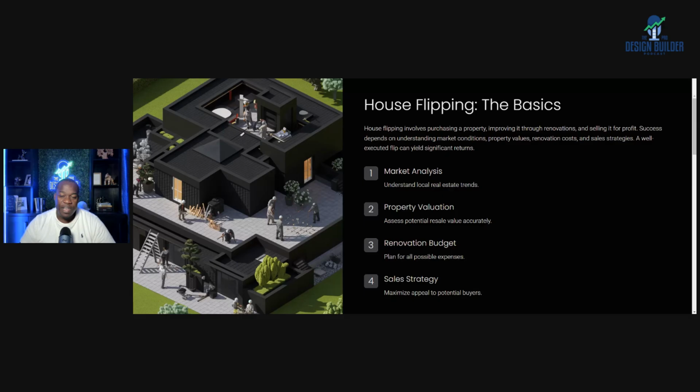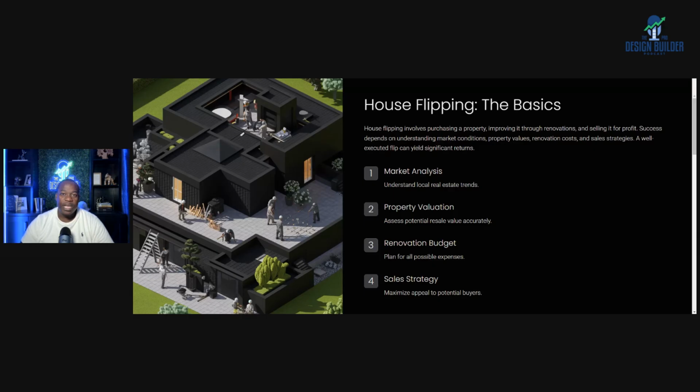So renovation budgets, plan for all possible expenses. One of the things that I'll get into a little bit later is, as a new house flipper, one of the issues that I would run into often is I would come up with an arbitrary number. It's like, hey, we should be able to get it done for 50. And then we try to do everything in our power to get it done for that particular number. But the house is going to tell you exactly how much renovation it actually needs.